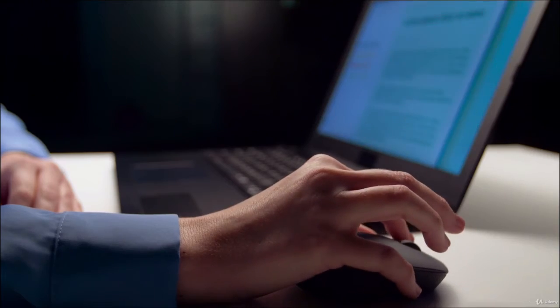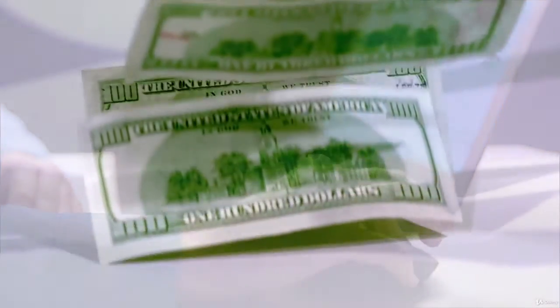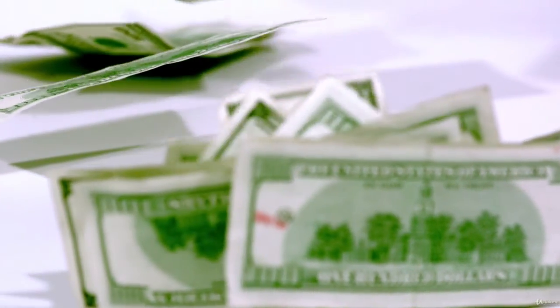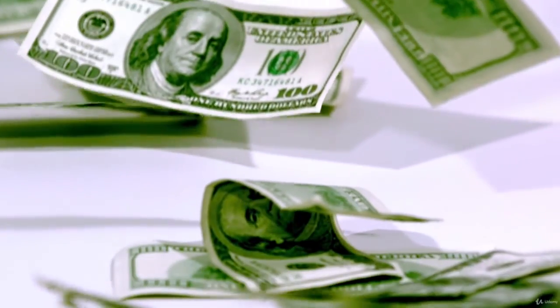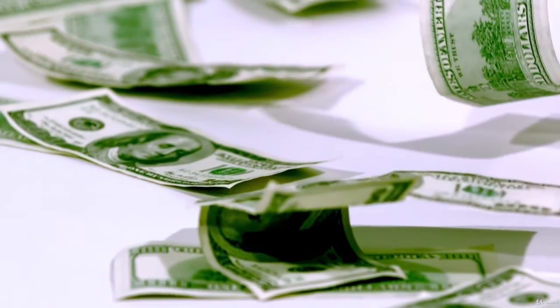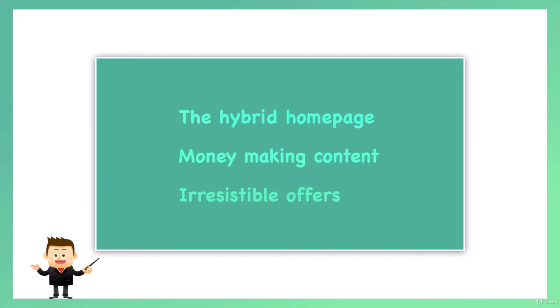What you're going to be creating with your website is your very own profit roadmap, which is what's going to bring in the money. Believe it or not, getting your website up and running from scratch is actually the really easy part. And once that's done, we can start adding in the juicy bits, which is essentially all the key ingredients of a money-making website. And these include your hybrid homepage, money-making content, and irresistible offers.